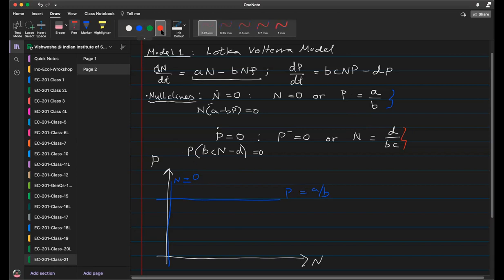Now let me plot the null lines for this. So P is equal to 0. P is equal to 0 is this. And then we have N is equal to D by BC, some constant value. So this is P is equal to 0. This is N is equal to D by BC.